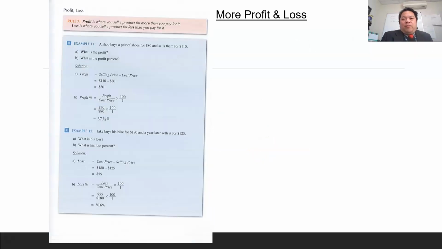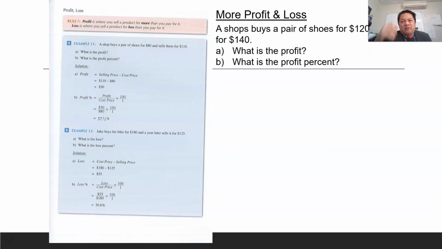Okay, what about profit and loss? More profit and loss questions now. So imagine a shop buys a pair of shoes for $120 and sells them at $140. So what's the profit? That's easy. The profit is $20. So what is the profit percent?